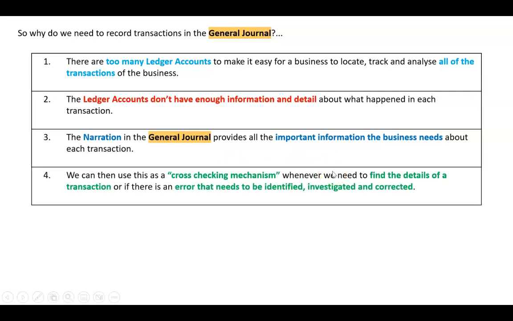And most importantly, we can use all this information as what we call the cross-checking mechanism. That means whenever we need to find the details of a transaction, or if there is an error to be identified, investigated, and corrected, I can go back to the general journal, look at what was entered, and most importantly, look up that source document number so I can go back to the original transaction to see what happened.